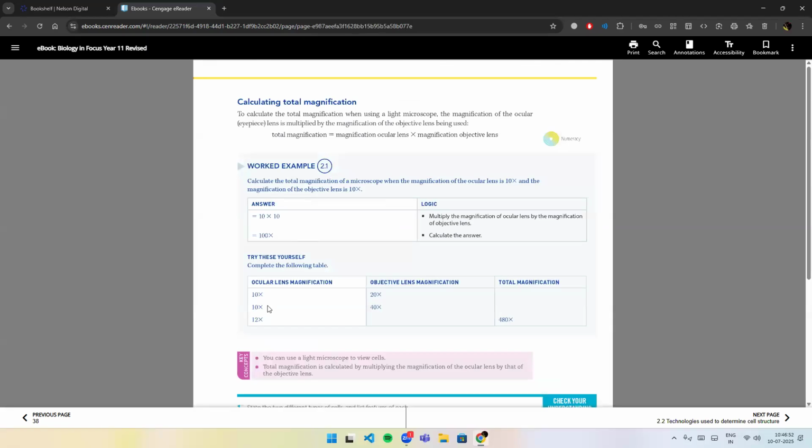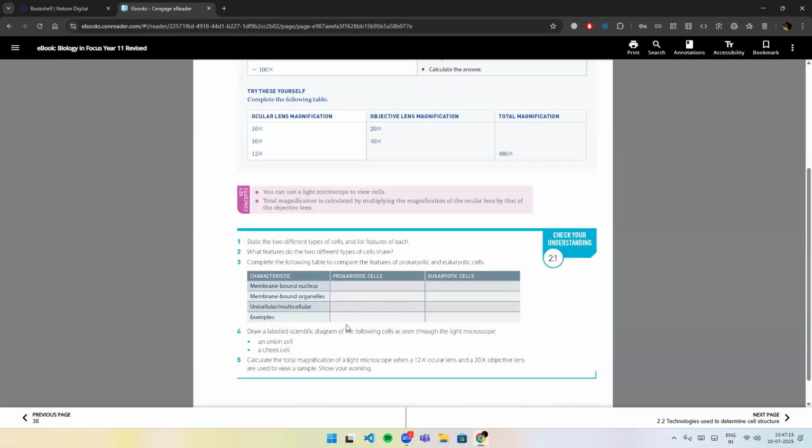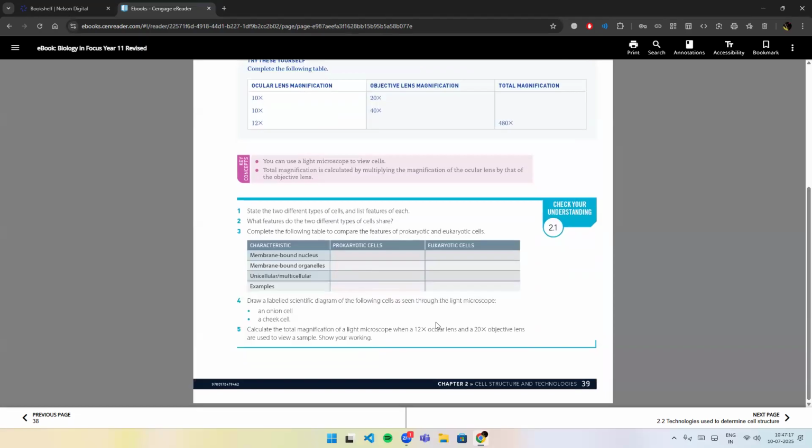Calculating total magnification. To calculate the total magnification when using a light microscope, the magnification of the ocular eyepiece lens is multiplied by the magnification of the objective lens being used. Total magnification is equal to magnification of ocular lens times magnification of objective lens. You can use a light microscope to view cells. Total magnification is calculated by multiplying the magnification of the ocular lens by that of the objective lens.